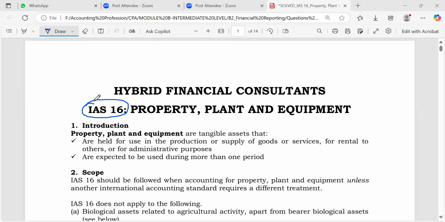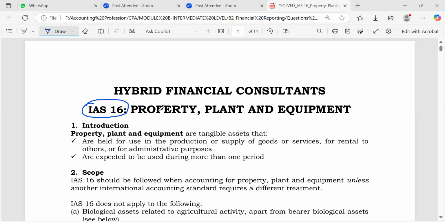So this is IAS 16, Property, Plant, and Equipment. As I told you, there are five main components of financial statements, which are assets, liabilities, equity, income, and expenses. When we deal with property, plant, and equipment, we speak of assets, and specifically non-current assets, because assets are divided into non-current and current assets. Non-current ones are expected to be used for more than 1 year.